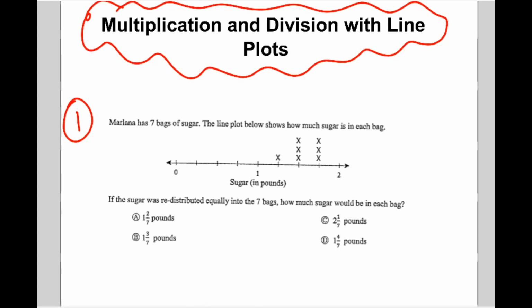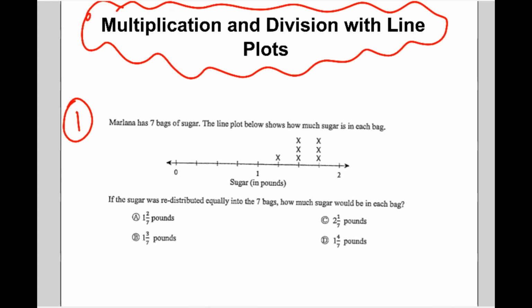Like always, it's important to write down that line plot with the x's plotted so that we can answer the question. Marlana has 7 bags of sugar. The line plot below shows how much sugar is in each bag. If the sugar was redistributed equally into the 7 bags, how much sugar would be in each bag?